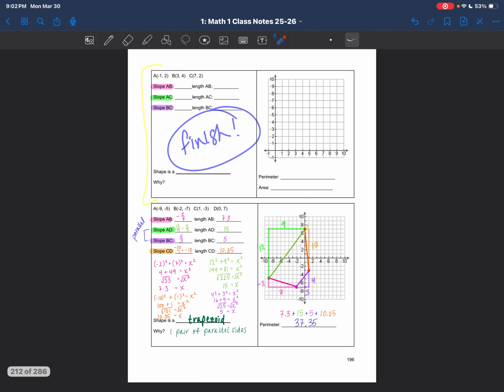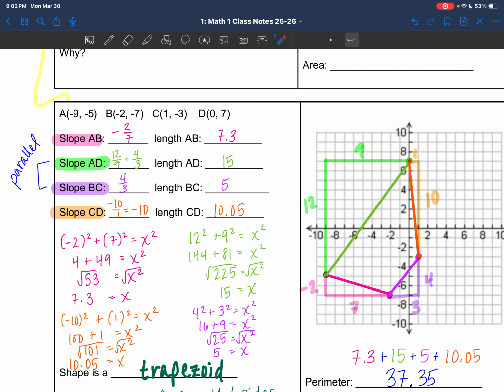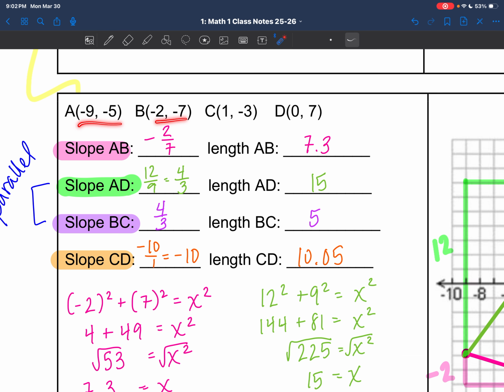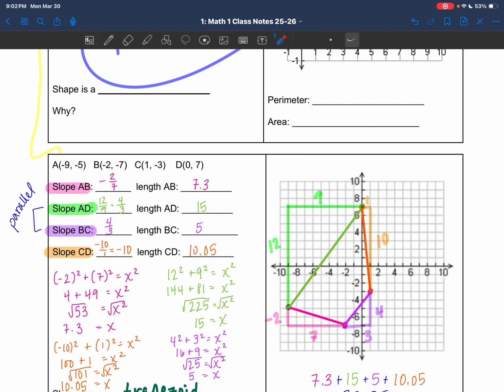All right, now let's look at the third one. I did not graph it. You're going to do all of that part here, and then let's look at the last one for this part. Okay, so we've got our 4 points, which I'm going to plot and label. I did not label them. I'm going to do that now for you.